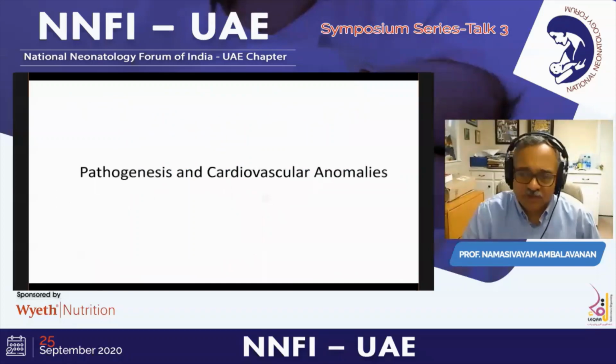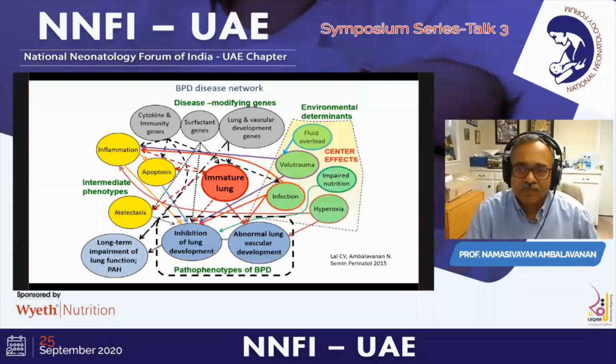Let's go down to the basic pathology and the pathogenesis. People think of BPD as just an immature lung on which you have mechanotrauma, that is ventilation-induced lung injury and hyperoxia-induced lung injury. But actually, it's a little bit more complex. So you have an immature lung, all right, but then you have various genomic factors, various environmental determinants, volume trauma, infection, impaired nutrition, hyperoxia, fluid overload, and all that.